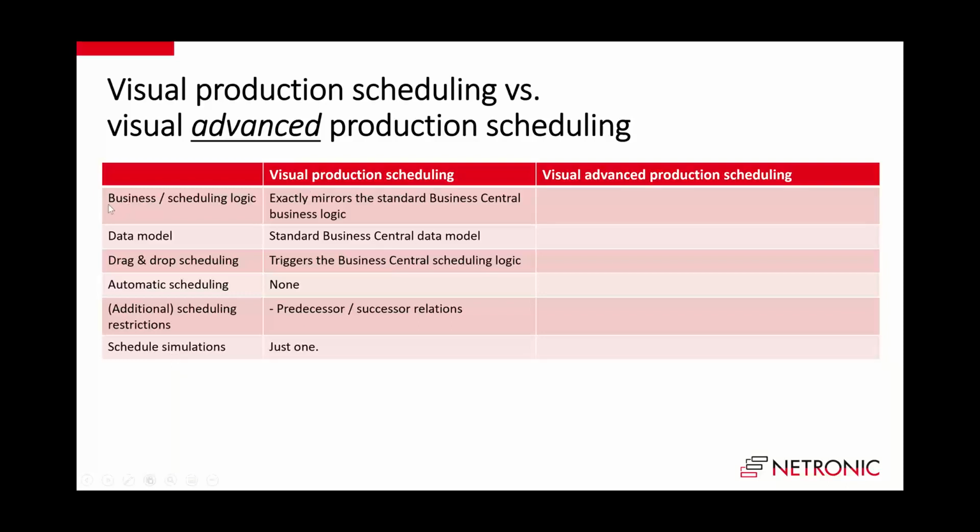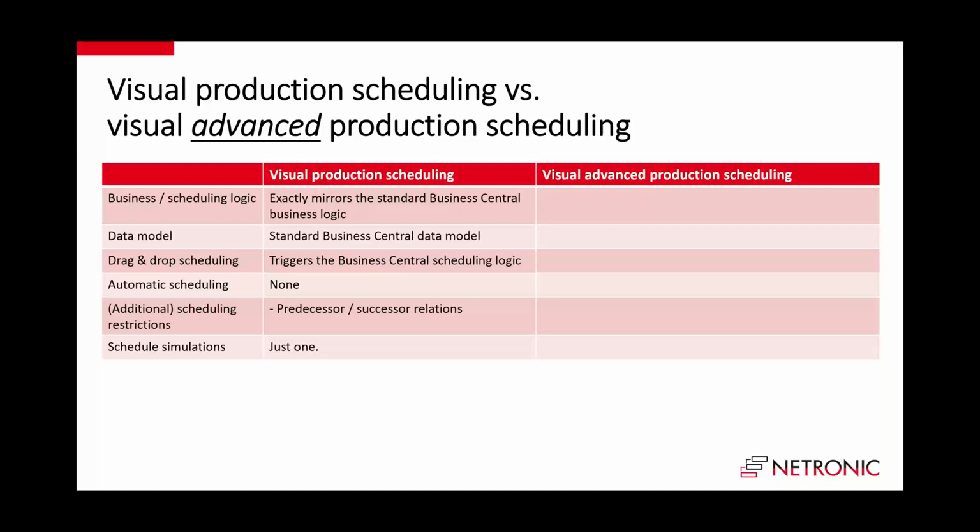When we talk about visual production scheduling and think of the underlying business or scheduling logic, and put this into perspective of Microsoft Dynamics 365 Business Central and also Dynamics NAV, in our point of view, visual production scheduling exactly mirrors the standard Business Central business and scheduling logic. So the data model of visual production scheduling is exactly the standard Business Central data model. No enhancements to this, no changes to this.